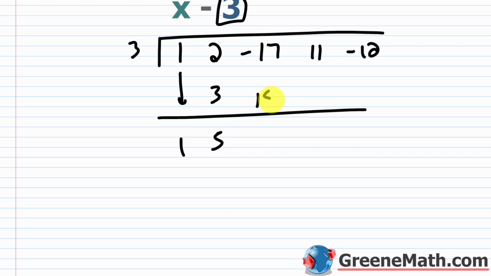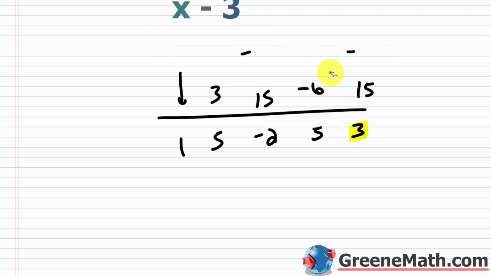3 times 5 is 15. Negative 17 plus 15 is negative 2. 3 times negative 2 is negative 6. 11 plus negative 6 is 5. 3 times 5 is 15. And then negative 12 plus 15 is, of course, 3. So the number in the last position is your remainder. Keep that in mind. Let me erase this so I can fit everything on the screen.